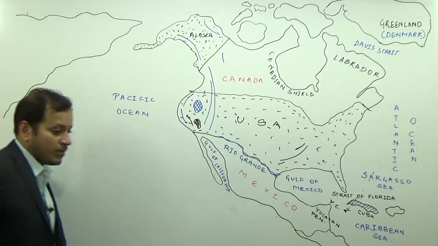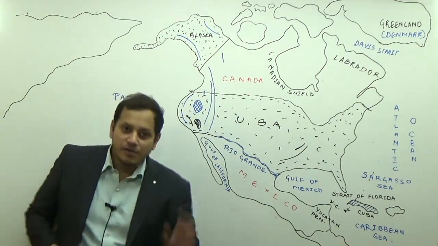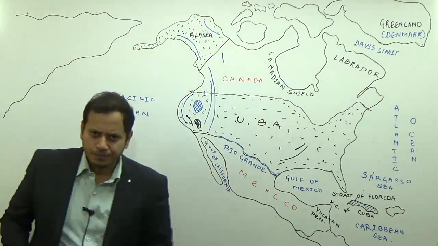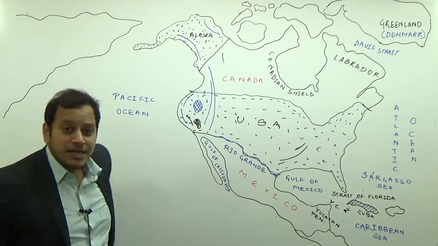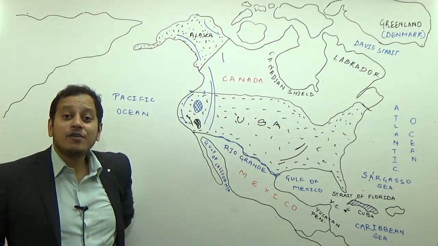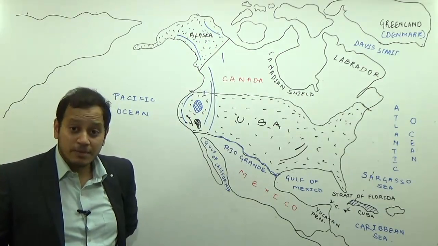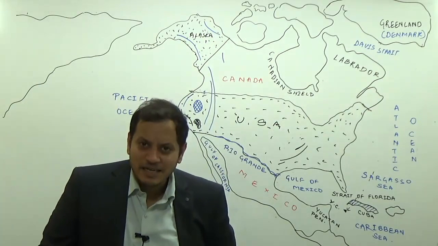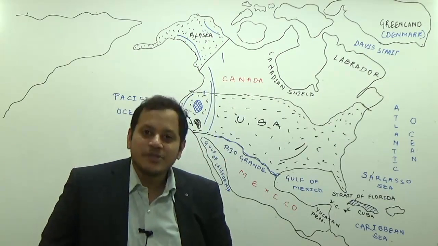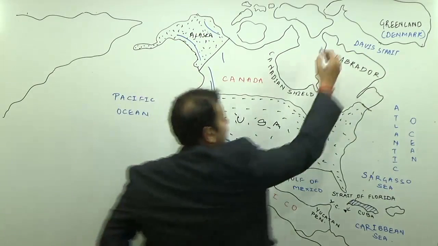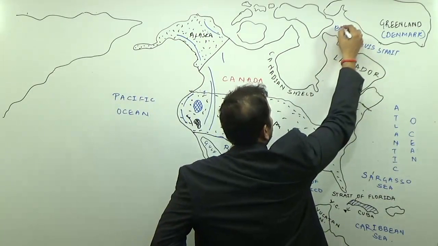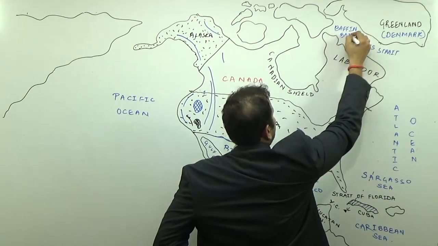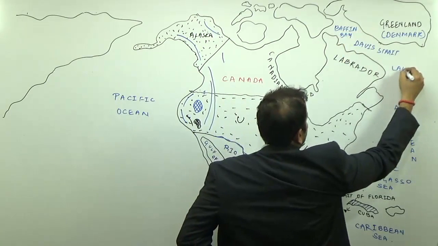Davis Strait. How to remember it? We will remember it when we come chronologically to this part here. The Davis Strait, you remember, separates Greenland from the northern part of North America, or politically, it separates Canada from Greenland, or conversely, it connects Baffin Bay with the Labrador Sea region.